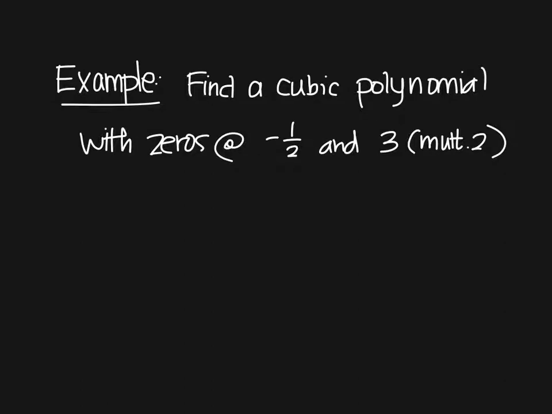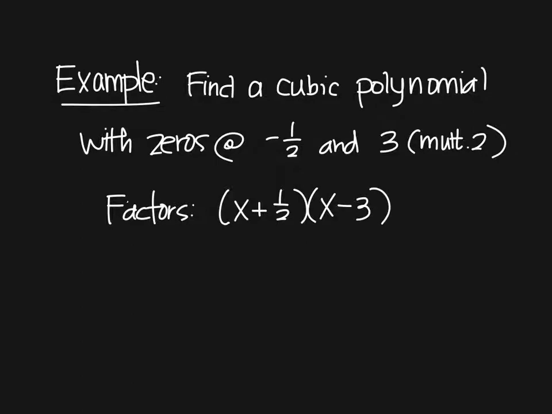Okay, so where did these zeros come from? Well, they came from factors. So where did the -1/2 come from? X plus 1/2. Okay, what did the 3 come from? X minus 3, but it needs to be multiplicity 2. So I can either put a square on it, or I really just suggest writing it twice, because you're going to have to FOIL it out anyway.